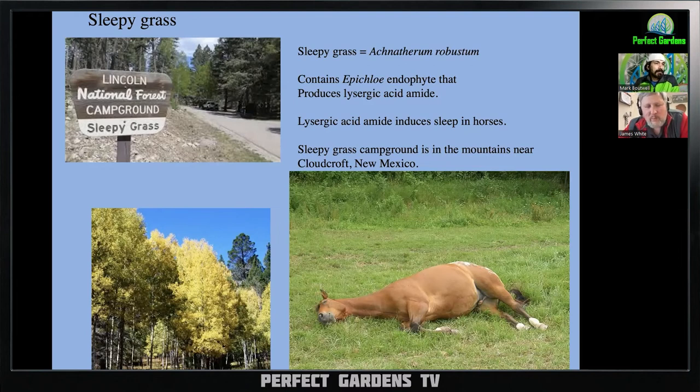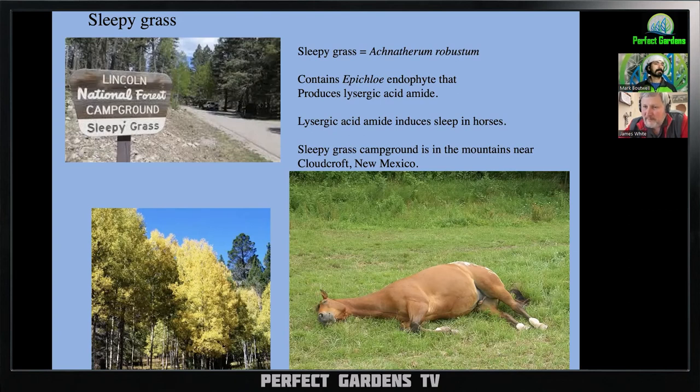Well, here's another one. There's one of these in New Mexico, around Cloudcroft, in Utah, and out west in Arizona. There's a grass called sleepy grass, Achnatherum robustum. It's called sleepy grass because it has an endophyte that will put horses to sleep. Wow. In these mountains, in an area now called Sleepy Grass Campground, there was so much of this grass that when people rode their horses through the mountain pass, they let the horses feed, and the horse falls asleep for 3 days, and they're camping there for 3 days, waiting for the horses to recover gradually.